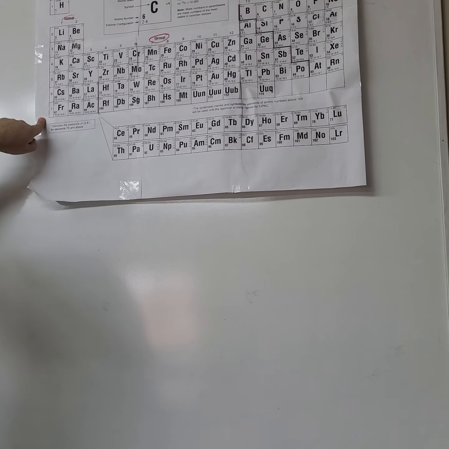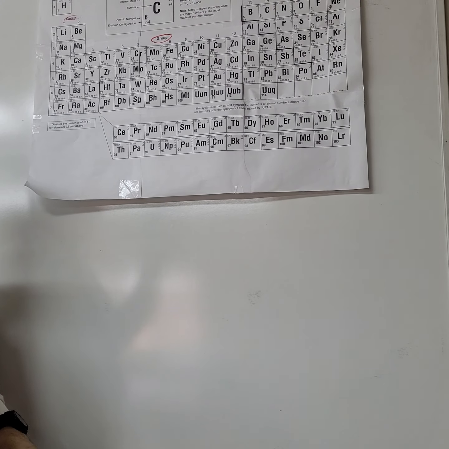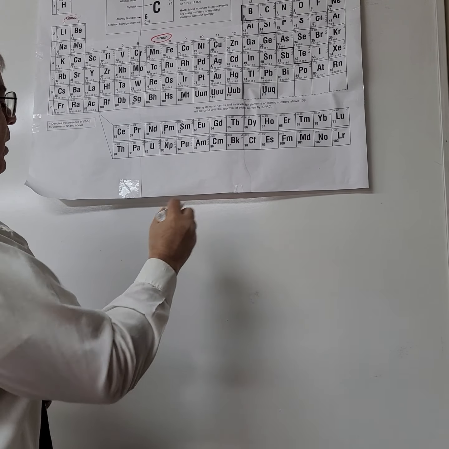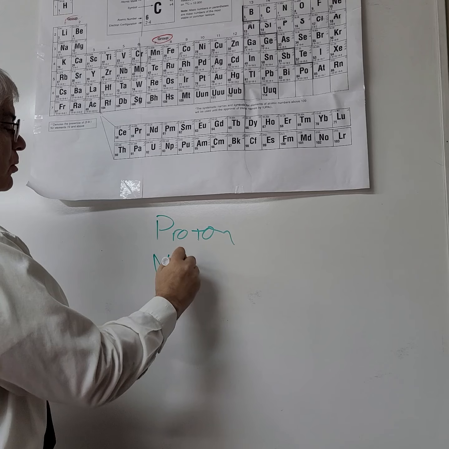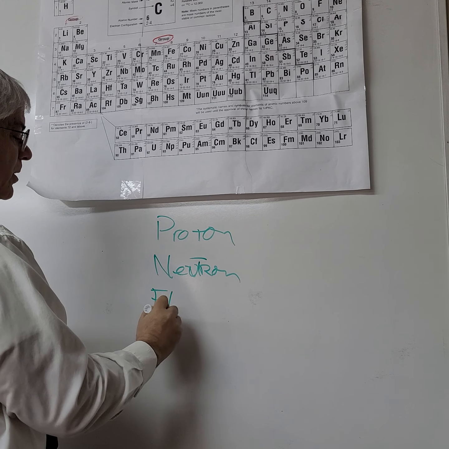So in the periodic table of elements, what we have to worry about for biology are just three things, is what we want to know. Well, technically four. But the protons, the number of neutrons, and the number of electrons.